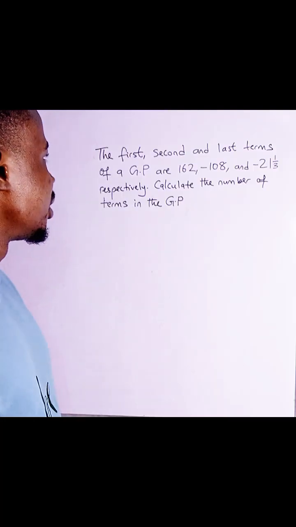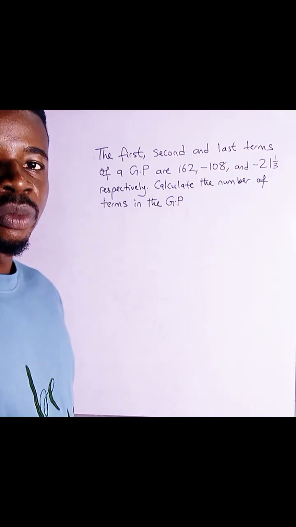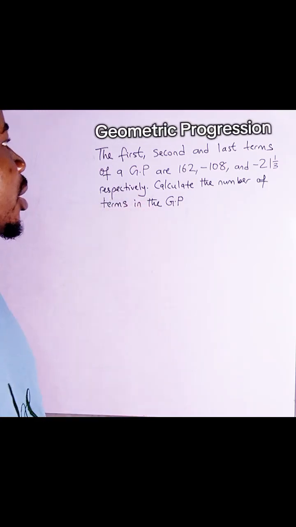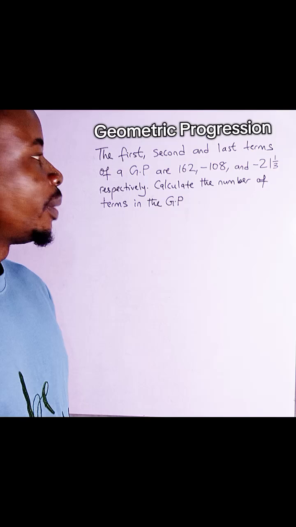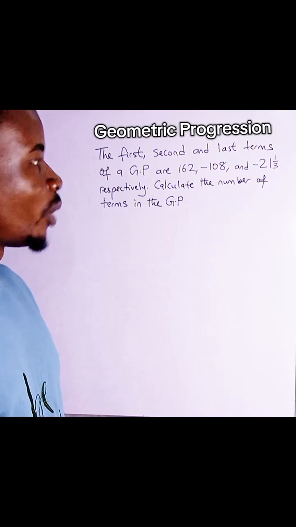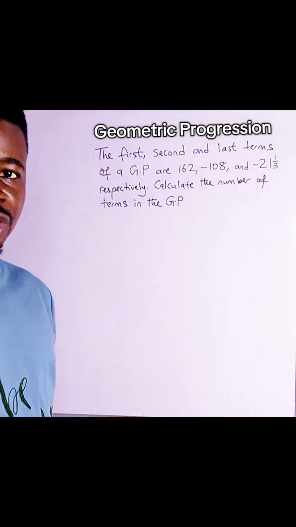Now the question on the board says that the first, the second, and the last term of a geometric progression, that's a GP, are 162, minus 108, and minus 21 whole number 1 over 3. And we are asked to find the number of terms in the GP.